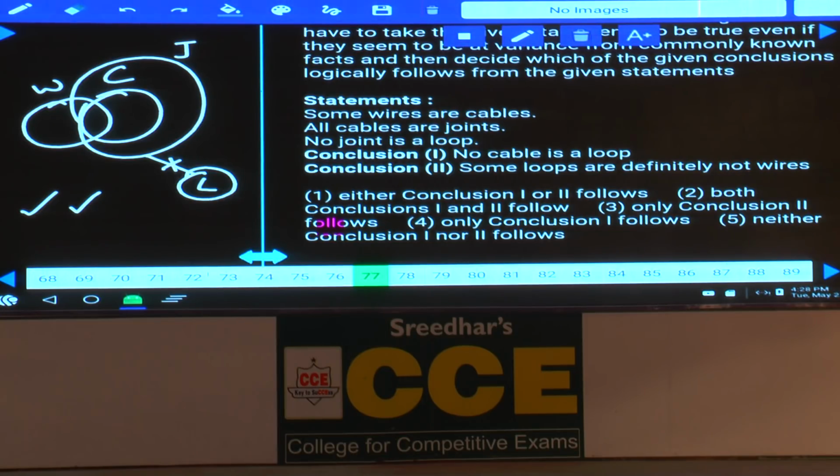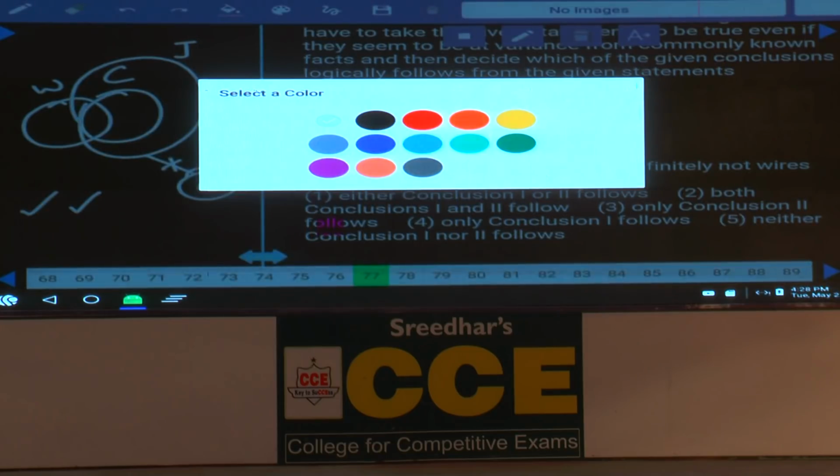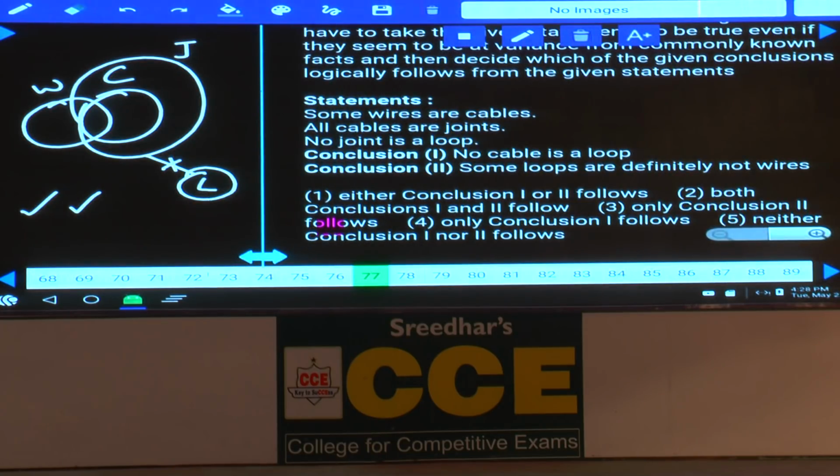And so both the conclusions follow, and both these two are what? Negative conclusions. And so in order to check whether it can be false or not, now we need to prove some cables are loops. Now tell me, is it possible to draw a loop like this? If you draw a loop like this, no joint is a loop will be false. Hence the alternate diagram cannot be drawn, this will be true forever.